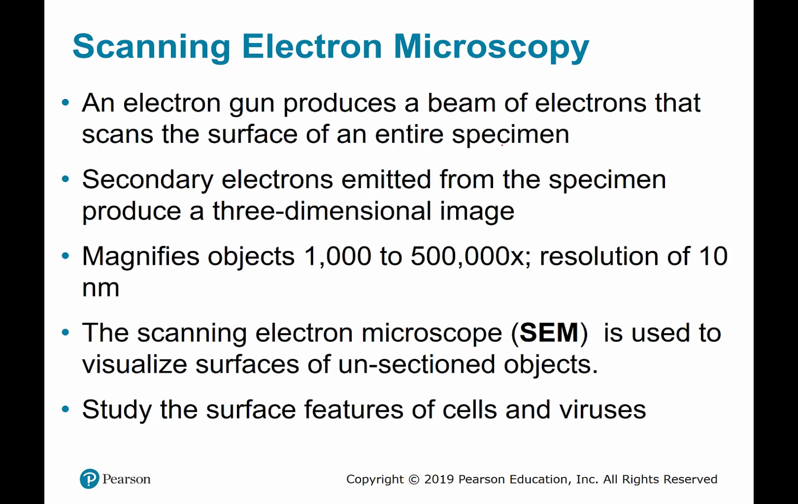However, you are going to have to kill that organism. And with your SEM, or scanning electron microscopes, you can magnify objects up to 500,000 times their normal size, and you can achieve resolving powers of 10 nanometers. You can see surfaces of unsectioned objects. And as I mentioned, you're going to produce a 3D image. Okay, so with TEM, you get a 2D image. With SEM, you get a 3D image.